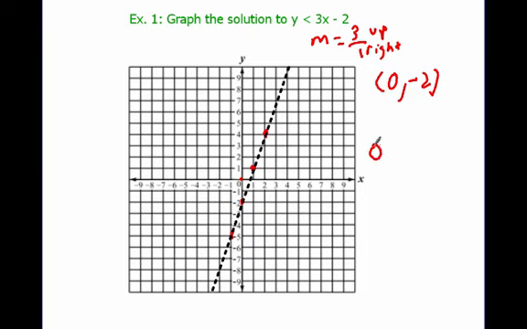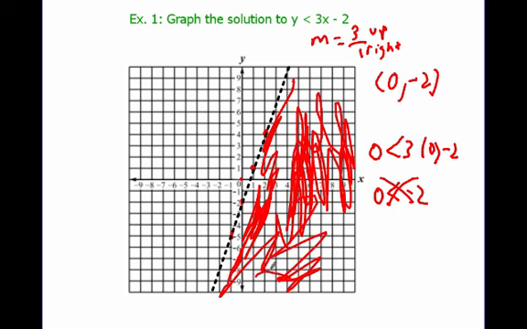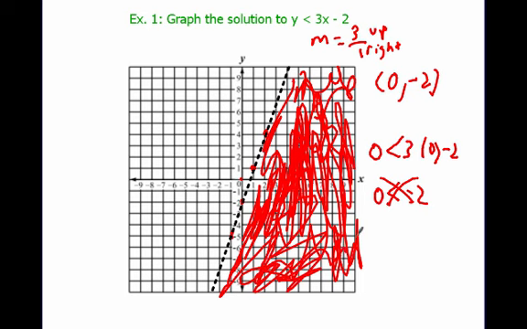So I'm going to say 0 is less than 3 times 0 minus 2. Well, 3 times 0, that's 0, so I get 0 is less than negative 2. Now I've got to ask myself, is that true? No, it's not, so I don't want to shade on this side, which means that my solution is to shade on the other side of the line, so that every single point that is underneath this line here is in the solution, or is a solution, to y is less than negative 3x minus 2.